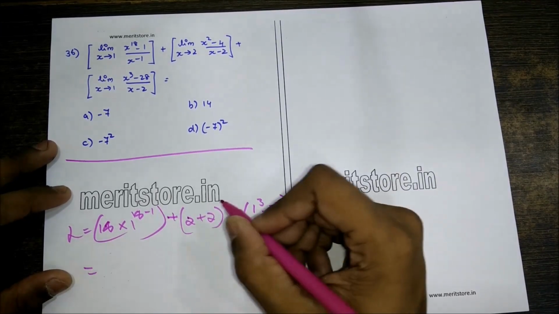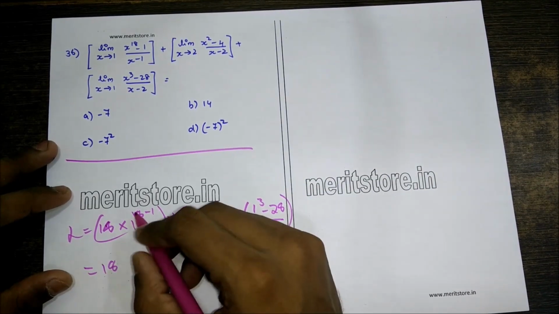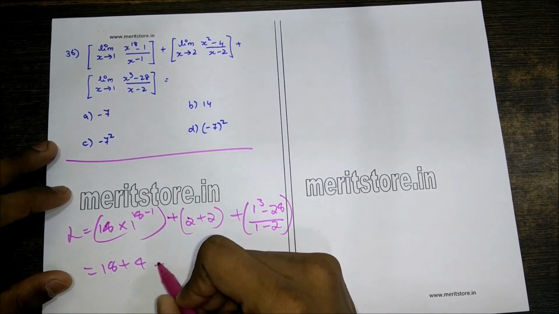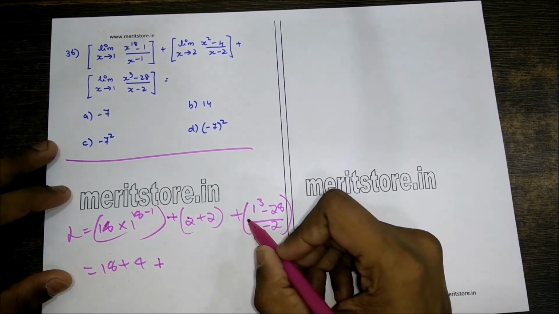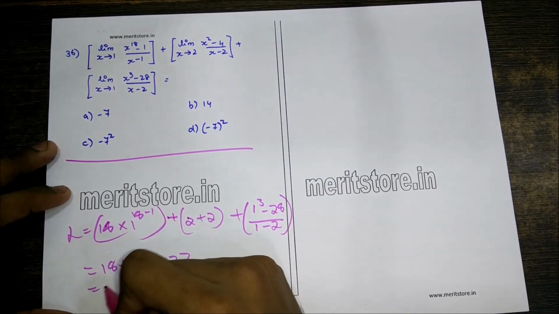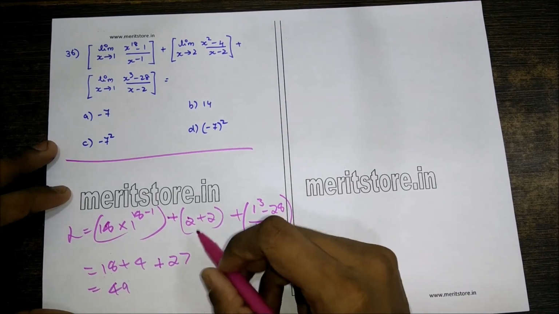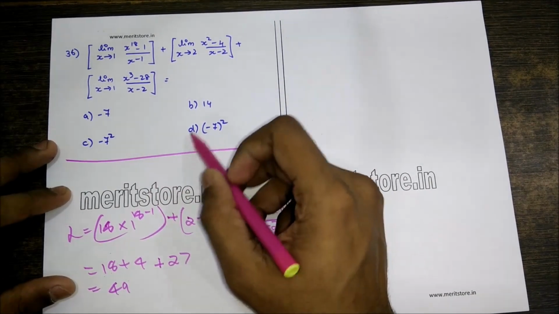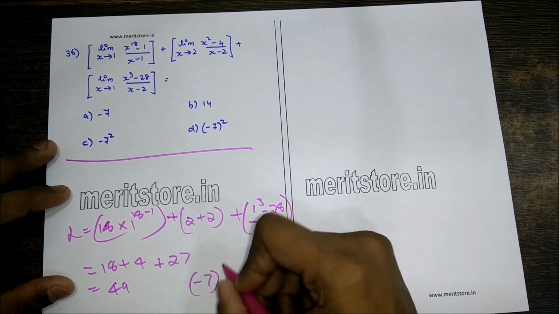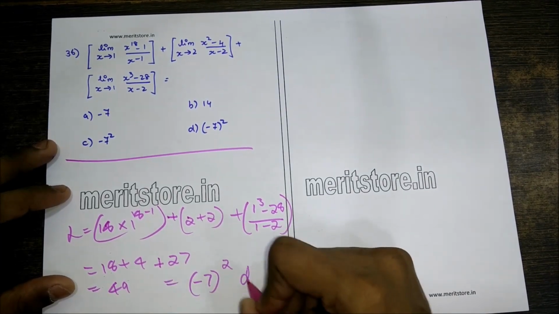So therefore we can write it as 18 plus 4 plus, solving this we get 27. So therefore it equals 49. Or to get the answer we could put it in terms of minus 7 the whole square, which is option D.